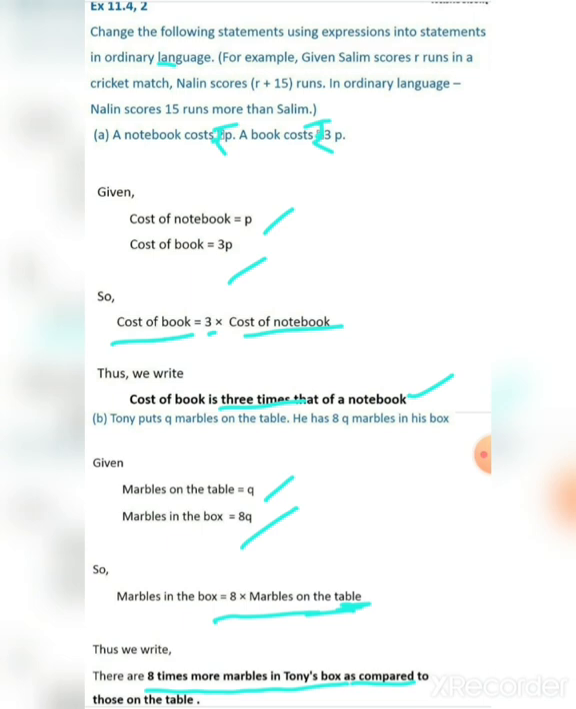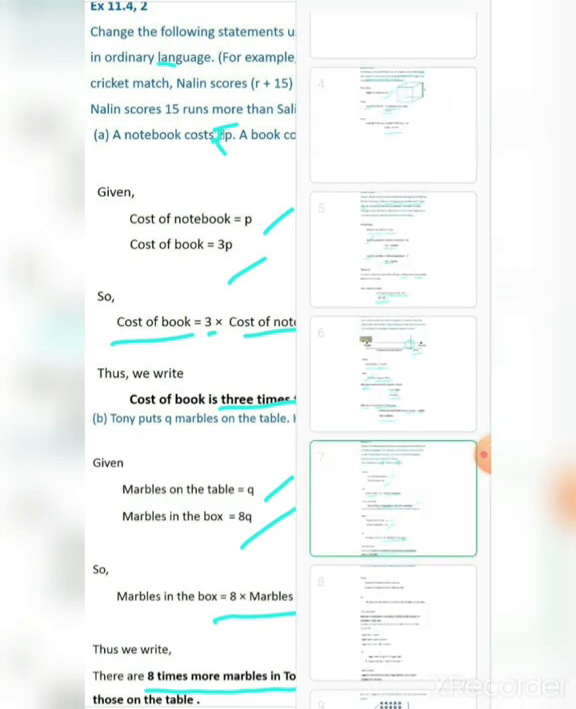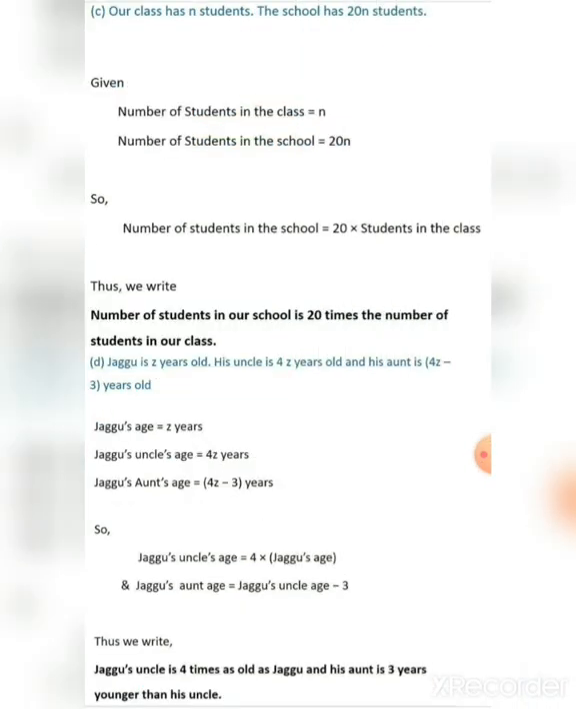Next, a few more questions are there. I don't think you need an explanation for those. I will just show you. Please copy it down. Number of students in the class is n. Number of students in the school is 20n. So the number of students in our school is 20 times the number of students in our class.